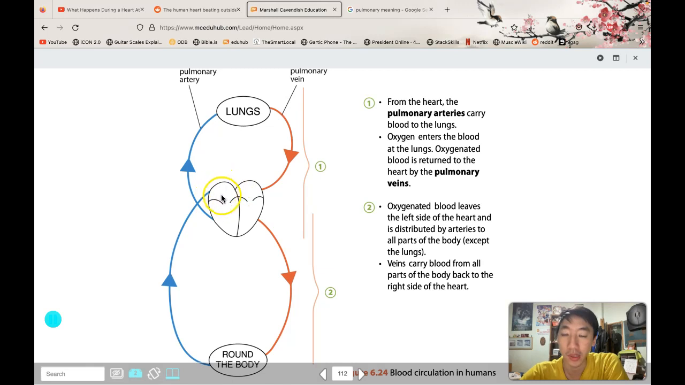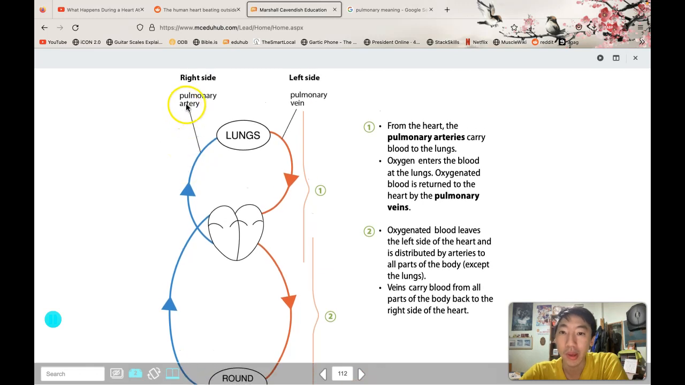From the right atrium, it then goes down to the right ventricle, which then moves through the pulmonary artery towards the lungs. And this artery is a special artery because it contains deoxygenated blood. Now the word pulmonary simply means having to do with the lungs. So when we say pulmonary artery or pulmonary veins, we mean the artery or the vein that is associated with the lungs.